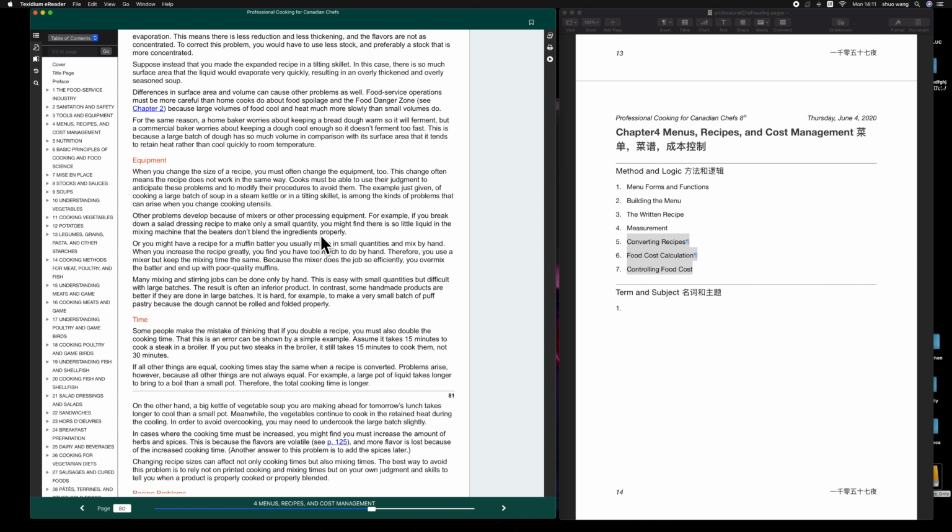For example, if you break down a salad dressing recipe to make only a small quantity, you might find there is so little liquid in the mixing machine that the beaters don't blend the ingredients properly. Or you might have a recipe for a muffin batter. You usually make it in small quantities and mix by hand. When you increase the recipe greatly, you find you have too much to do by hand. Therefore, you use a mixer but keep the mixing time the same. Because the mixer does the job so efficiently, you overmix the batter and end up with poor quality muffins.